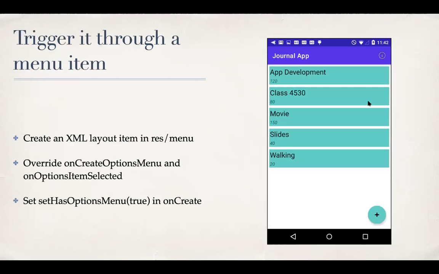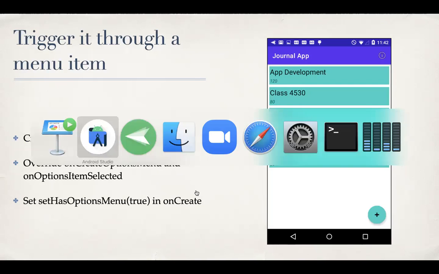All right, now how to trigger this? Triggering it from a menu item has three essential steps. First, create an XML layout in res menu. So it's not layout, it's not strings, it's a menu, it's a new item. And override these two methods, onCreateOptionsMenu and onOptionsItemSelected. So this one basically sets the layout of all the menu items. onOptionsItemSelected tells you which one was clicked, which one was selected, and then you deal with it. And before that, you have to set hasOptionsMenu to true in onCreate. Okay, so let's go ahead and do it in our code, right?